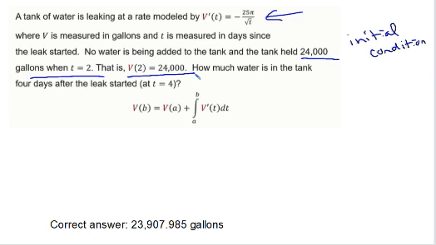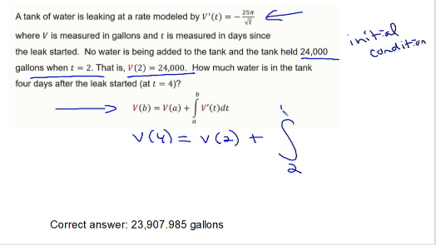Once again, I already have it written here. There's our accumulation function formula. I want to find V of 4. They give me V of 2. And I want the integral from 2 to 4 of the rate function that they gave me, negative 25 pi over the square root of t dt.